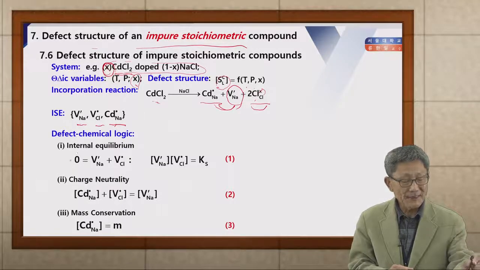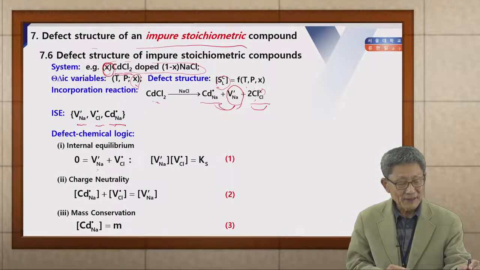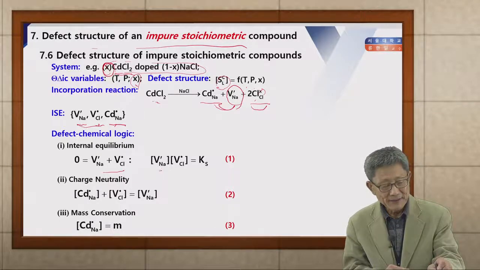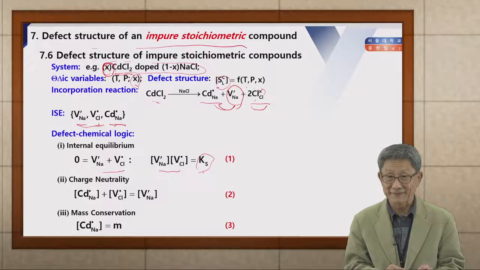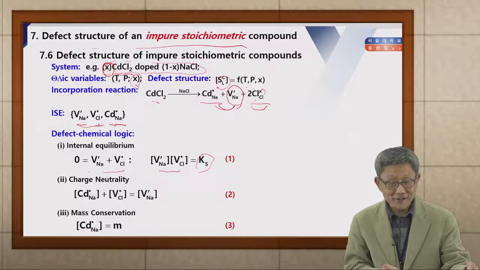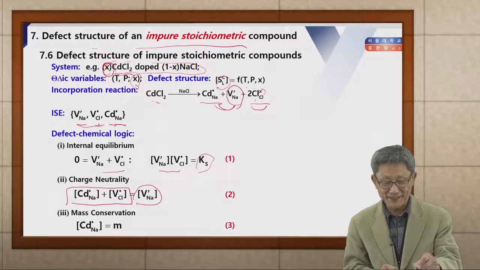Now your host lattice, sodium chloride, is close packed. Therefore, the Schottky defect formation equilibrium should prevail in this way. So for the Schottky defect pair, the product of the 2 defect concentrations should be constant: the Schottky defect formation equilibrium constant. Equation number 1. Then your system should be electrically neutral, namely the sum of the positive charge should be equal to the negative charge. So condition number 2.